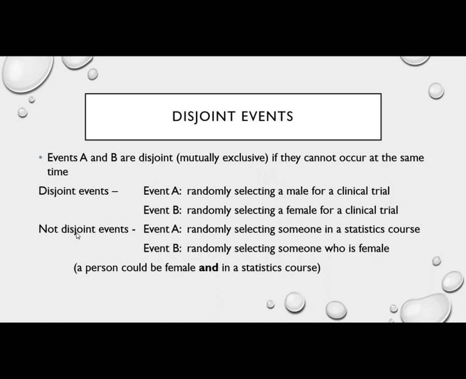Not disjoint events. Event A, randomly selecting someone in a statistics course, and event B, randomly selecting someone who is female. So a person could be female and in a statistics course, so those are not disjoint.